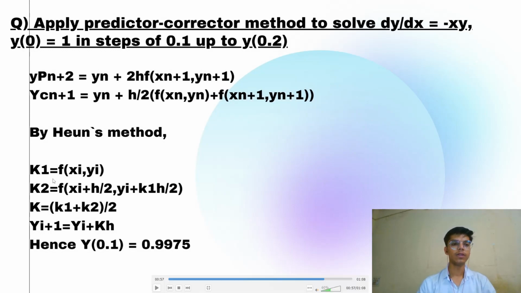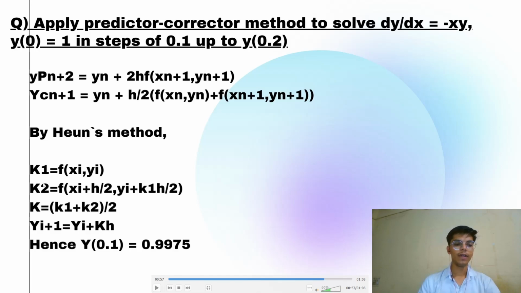And now in the next question we have to apply the predictor corrector method to solve dy by dx is equal to minus xy, where the value of y at 0 is equal to 1, in each step of 0.1 up to y at 0.2. First we can compute the values of yp(n+2) and yc(n+2) by this expression.